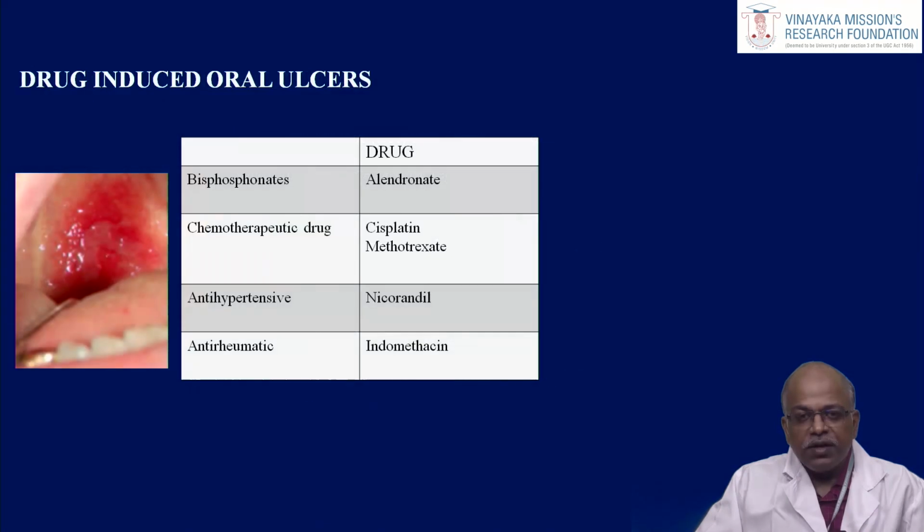Some of the drugs that can induce multiple ovular ulcers include bisphosphonates such as alendronate, chemotherapeutic drugs such as cisplatin, methotrexate, antihypertensives such as nicorandil, and antirheumatic drugs such as indomethacin can also induce ulcers in the oral cavity.